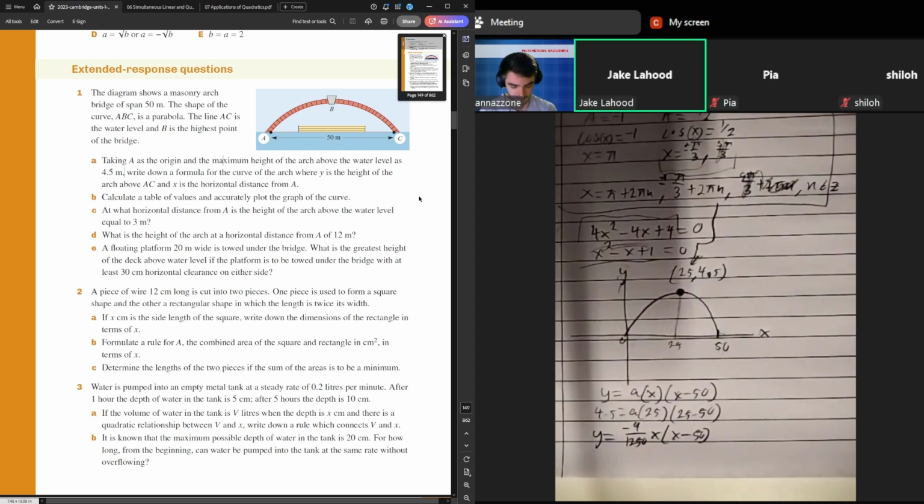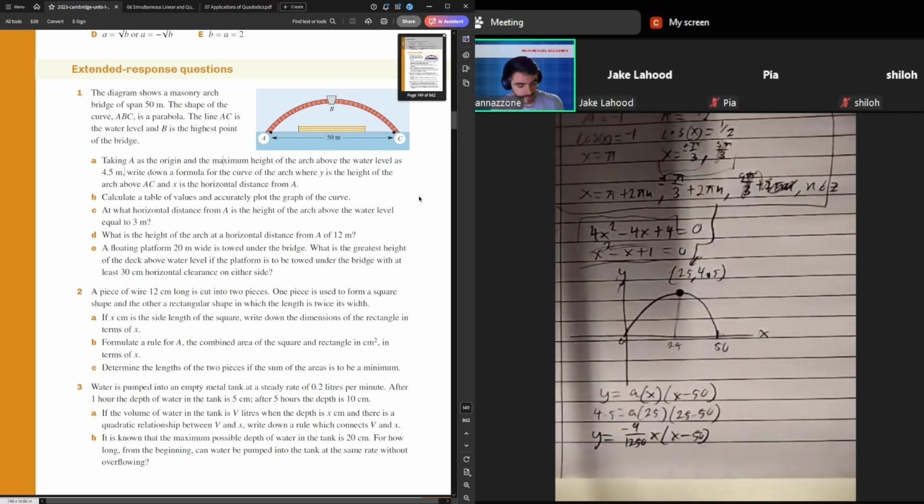Just sub in y equals 3. Yeah, y equals 3, because above water level is a y distance, horizontal will be the x. So yeah, because it does say at what horizontal distance, so we're solving for the horizontal, which is x. So the 3 meters would be the y.